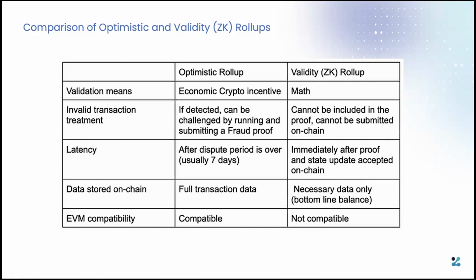The other difference is that in the case of optimistic rollup, the data stored on chain is full transaction data, bundled into a batch and submitted as call data. In the case of ZK Rollup, as I mentioned, the whole concept is not to divulge the full information, but just the proofs of it. So only the necessary data, like bottom line balances, for example, is updated and the state is updated. EVM compatibility: optimistic rollups are compatible. Validity, ZK Rollups by default are not compatible or have very limited EVM compatibility. But now in the next section, we'll talk about ZK EVM rollups.